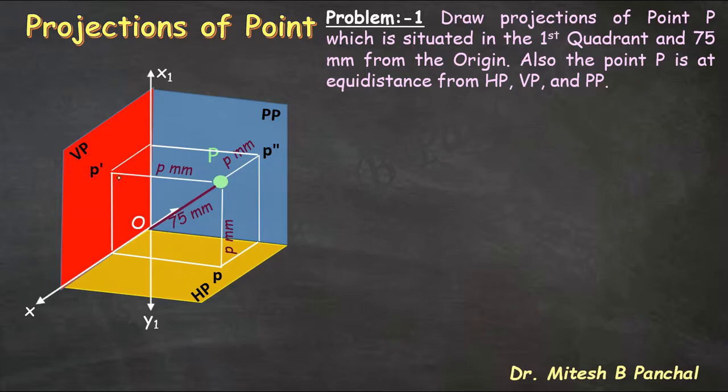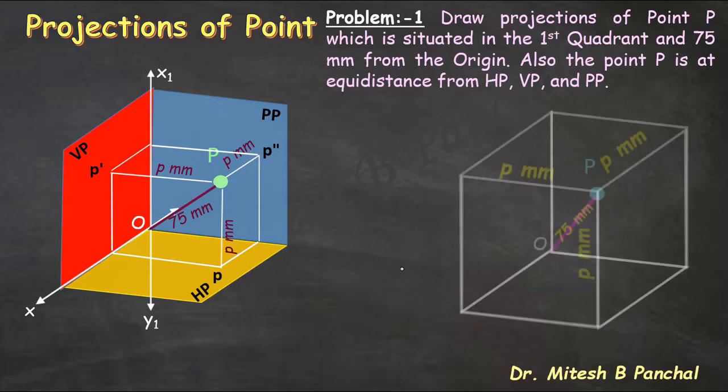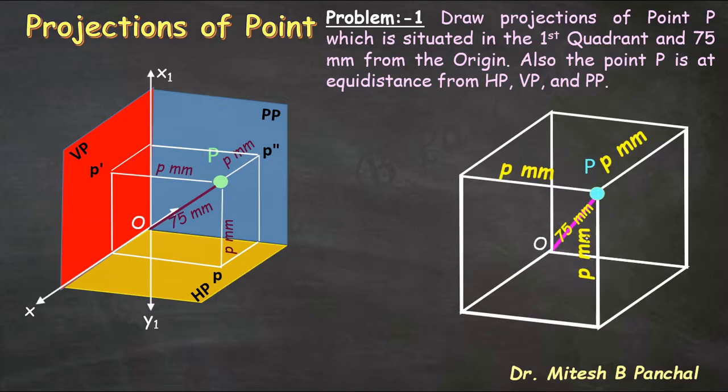On VP, we will have P dash, that is front view. On profile plane, we will get side view, that is P double dash. On HP, we will get the top view. So if you consider this white cubical shape, so that can be represented like this. So consider a cube of size P mm and its body diagonal, that is distance between O and P, is 75 mm. These are the given data.